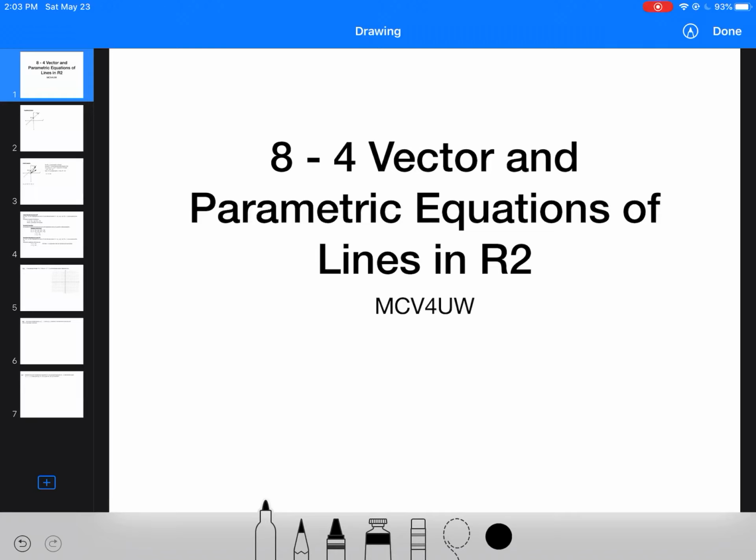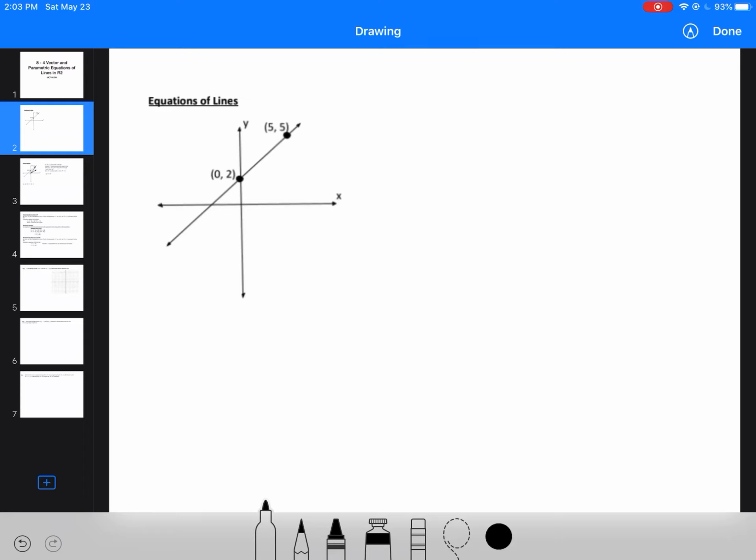This video is about vector and parametric equations of lines in R2. And so on this first slide, we're just going to recap. You already know a little bit about equations of lines.